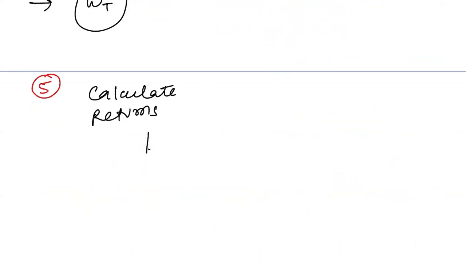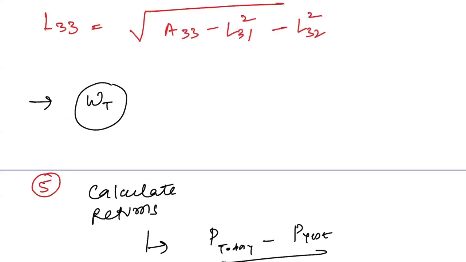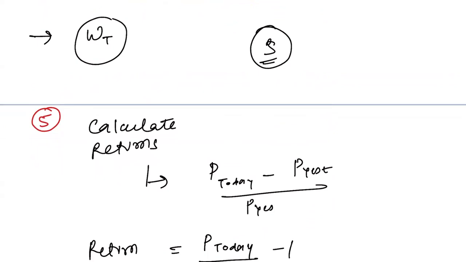So you can calculate your returns using the formula: price today, whatever price of the stock you have, minus price yesterday, divided by price yesterday. You can also write this as price today by price yesterday minus 1. So you can use this formula. Using the above formula, we will get multiple values for the stock, and then we'll calculate the returns of the stocks.